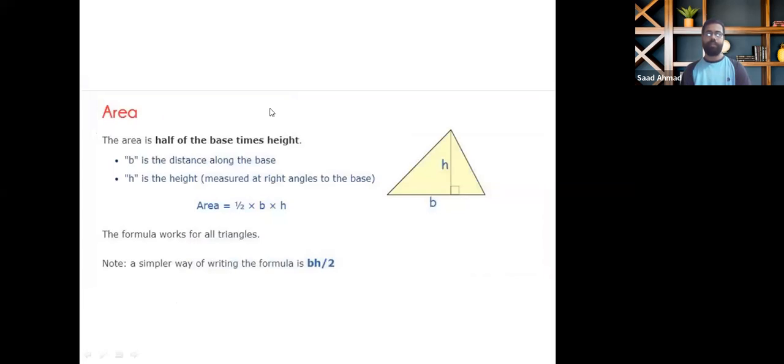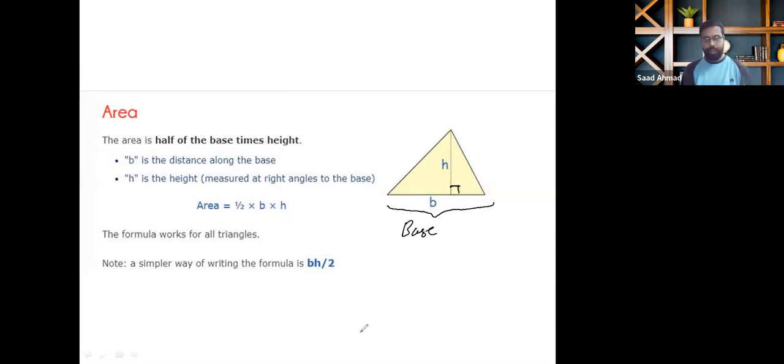Okay, so the next thing is about finding the area. There is a formula for the area. So the area of a triangle, let's say this is the base of the triangle, and this is the height here. The thing about the height is we draw it from one vertex to the opposite side, and it should be 90 degrees. The angle should be 90 degrees.